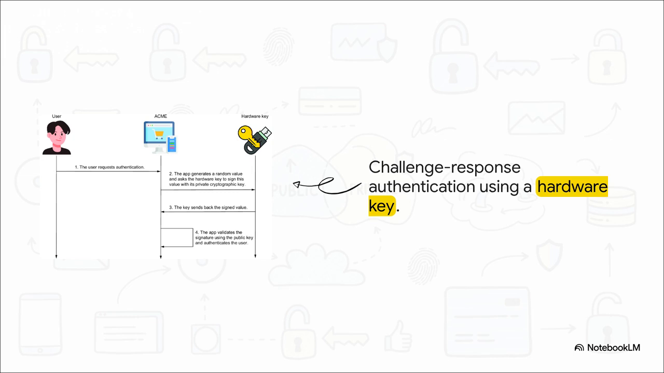But here is the real magic that makes it phishing-proof. The signature process is cryptographically bound to the specific domain you are visiting. So even if you are tricked into visiting a fake lookalike phishing site, the hardware key recognizes the domain mismatch. It sees that the domain doesn't match the one it originally registered with, and it simply refuses to sign the request. The attacker gets absolutely nothing.